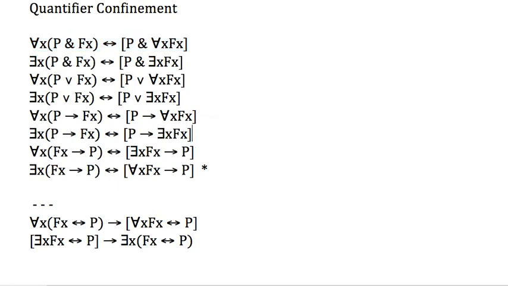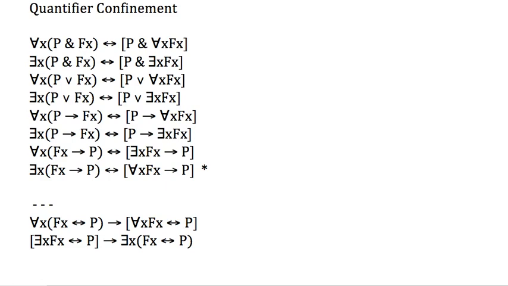So on the one hand, when we have a formula like this, for all x bracket P arrow fx, we can indeed just take that quantifier and attach it to the consequent of the bracketed conditional. The same goes if we have an existential quantifier applying to the conditional. We can take that existential quantifier and attach it just to the fx that follows the arrow.